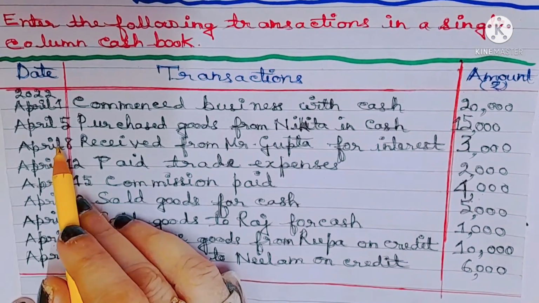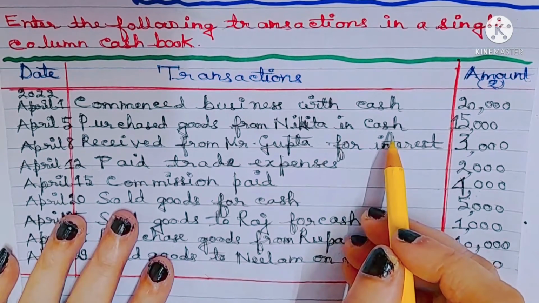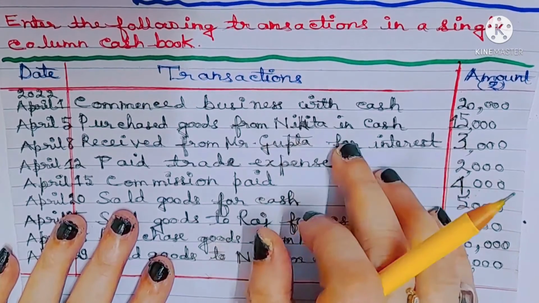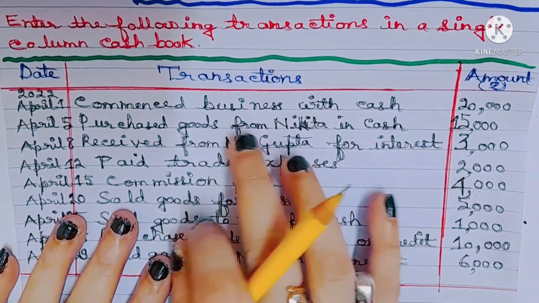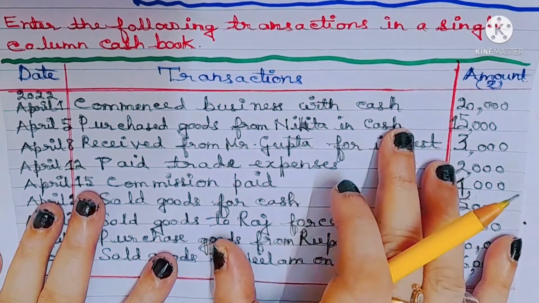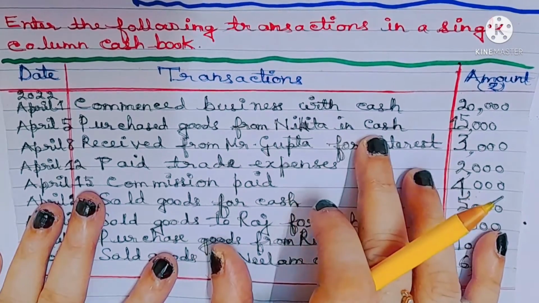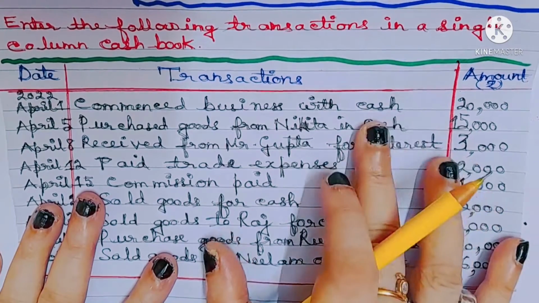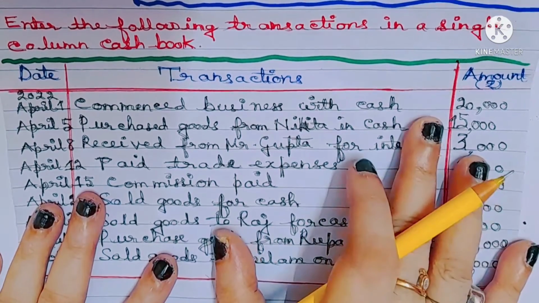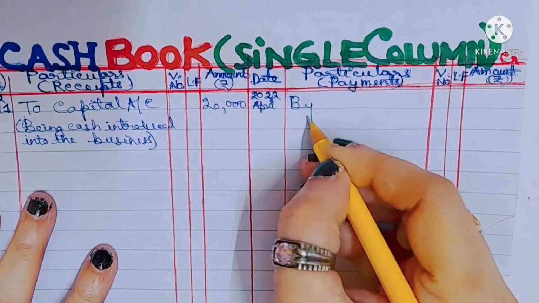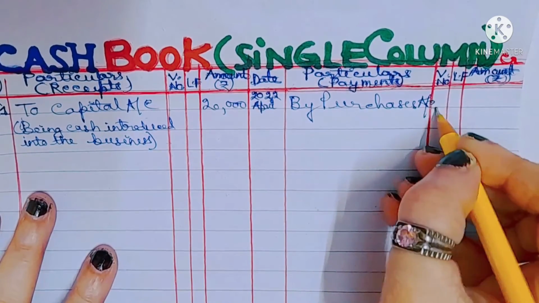The next transaction is on 5th April, purchase goods from Nikita in cash, 15,000. So what will be the journal entry? The journal entry will be purchases account debit to cash account. So what is the position of cash account? Since cash account is on the credit side, purchases account will be also on the credit side. So we'll have to write by purchases account in the cash book on the credit side. Okay, so let's write. By purchases account, how much? 20,000.